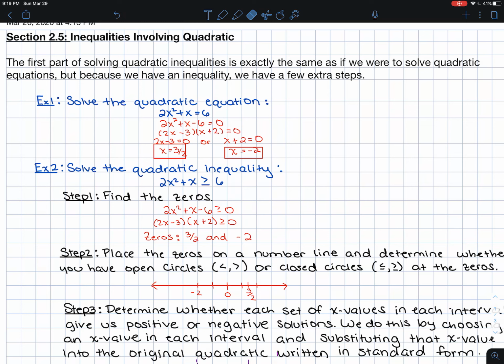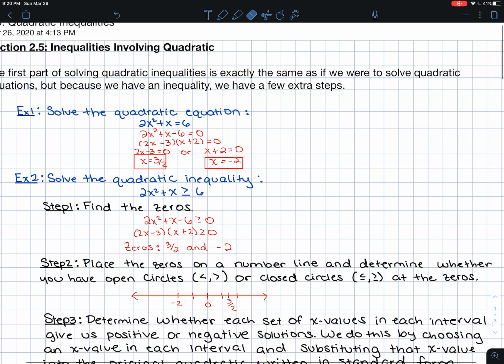So the next thing we want to do to find out what solutions make this inequality positive is place your zeros on a number line. And I took the liberty to already do that. And then the next thing we want to do is figure out whether we include -2 and 3/2 as our solution or we don't. Well, the inequality says greater than or equal to 0. That means that any x values that make our quadratic 0 are also included since we want it to equal 0. With that being said, we write closed circles since -2 and 3/2 are included.